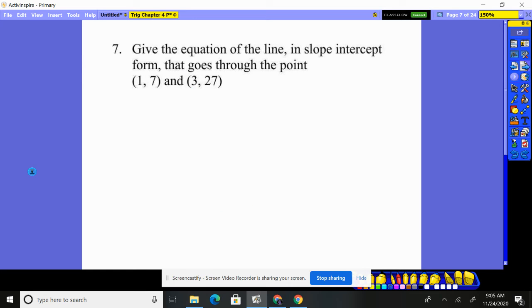Number 7. Now, again, give the equation. So yes, I go right to this. The only difference this time is I have to find the slope, and that's the only thing you ever have to find. You have an x sub 1 and a y sub 1. You could either use (1, 7) or (3, 27). It doesn't matter. You'll get the same answer. But you first must find the slope between those points.